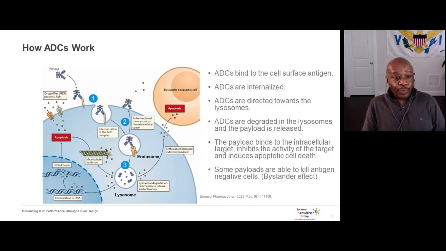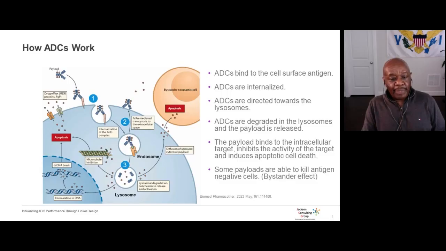Now, how do ADCs work? We know that ADCs essentially bind to the cell surface antigen on tumor cells in step one. They're internalized, and upon internalization, they make their way from the endosomal compartment to the lysosomal compartment, where they are released. Now, in the lysosomal compartment, you have a lot of different features. You have a low pH environment, and you're going to have proteases as well, which facilitate the cleavage and release of the payload into the intracellular compartment.